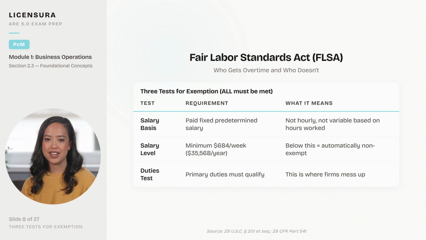A quick note on that salary threshold. The Department of Labor tried to raise it significantly in 2024, but the rule was struck down by a federal court in November 2024. As of early 2026, the $684 per week number is still in effect, but this area keeps evolving, so verify the current number before your exam.